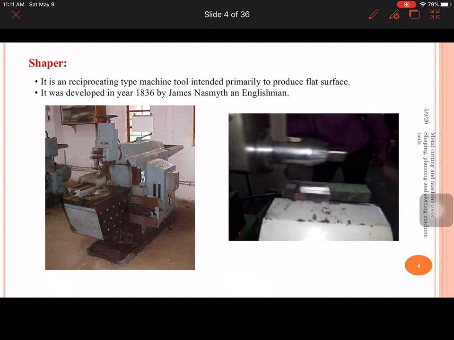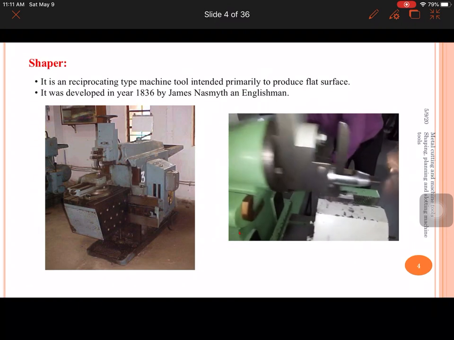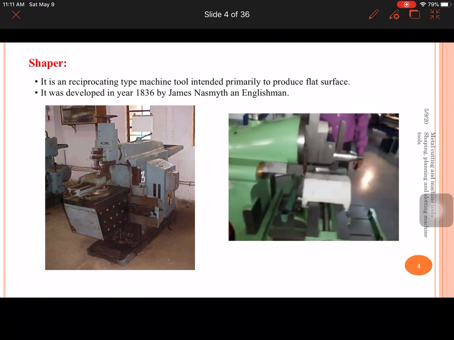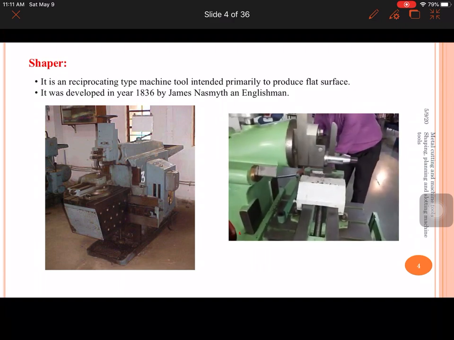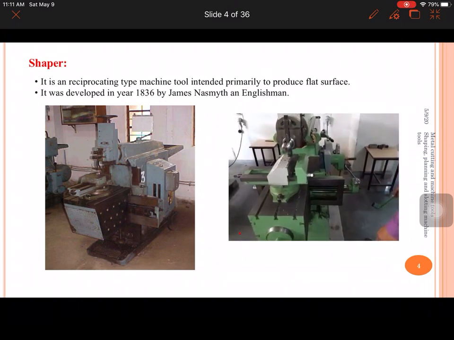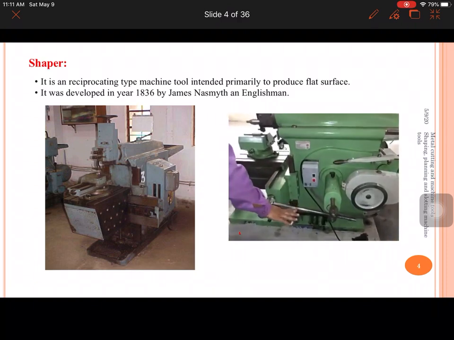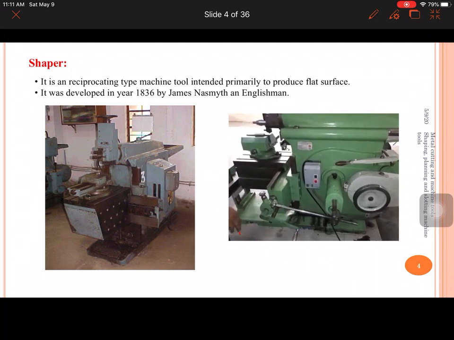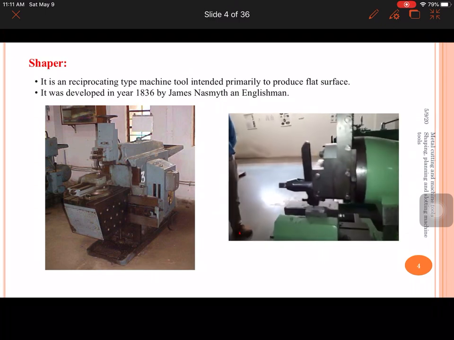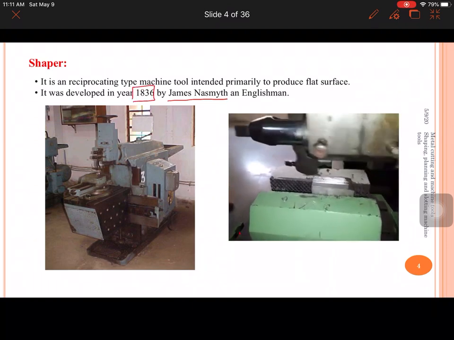The important points you need to understand related to the shaping machine: it is a reciprocating type machine tool, and the mechanism used is the crank and slotted lever mechanism. The cutting motion is usually provided to the cutting tool, and feed motion is given to the table, that is the cross feed motion. This feed motion is not continuous, it is intermittent. Whenever the return stroke is taking place, only then the cross feed movement is given to the work part. This particular machine tool was developed by James Smith in the year 1836.